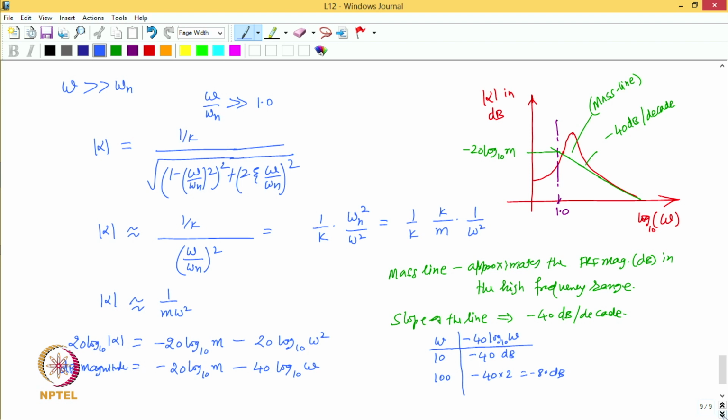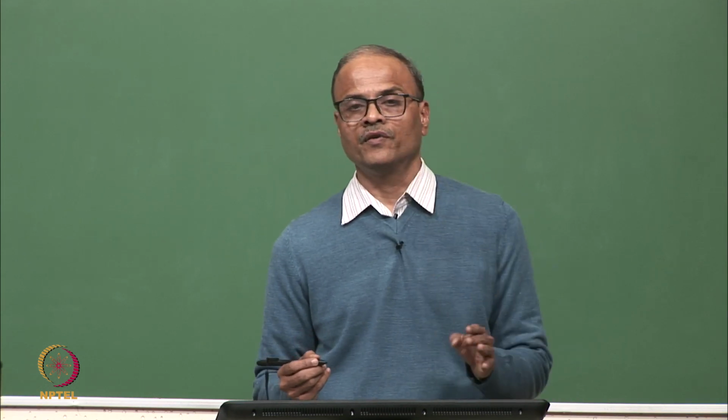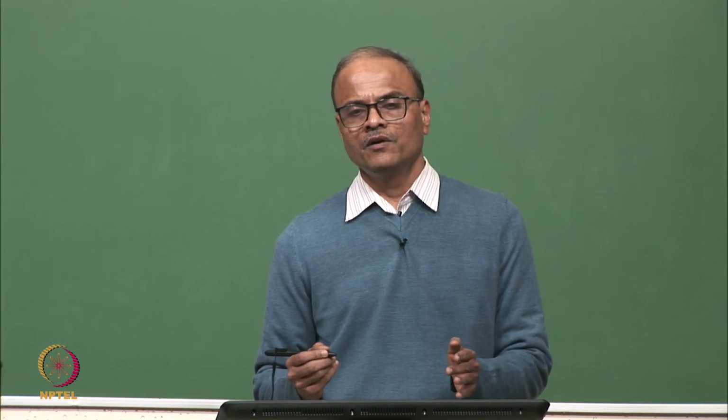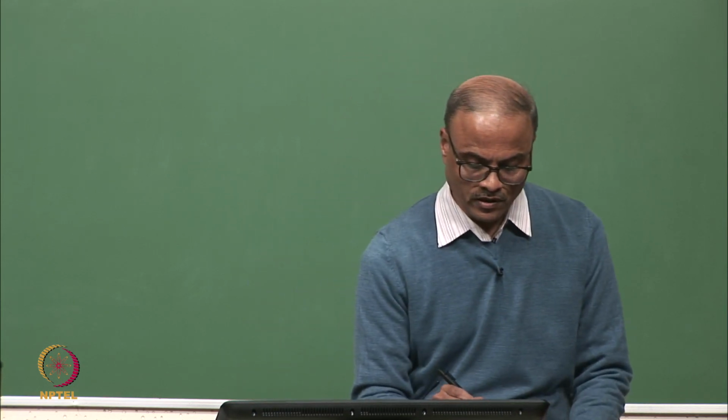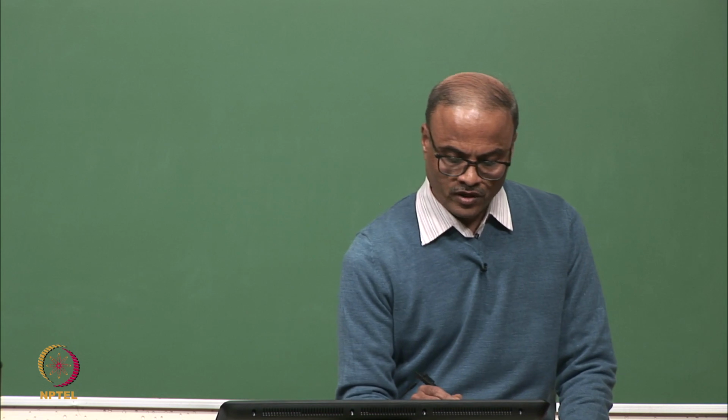So, therefore, now these stiffness and mass lines can be used to identify the mass and stiffness of a single degree of freedom system with viscous damping from its FRF plot. So, identification of mass and stiffness from FRF plot. If the FRF plot of a single degree of freedom system with viscous damping is available, then we can determine the mass and stiffness of the system from this plot using the concept of stiffness and mass line. How can we do that?